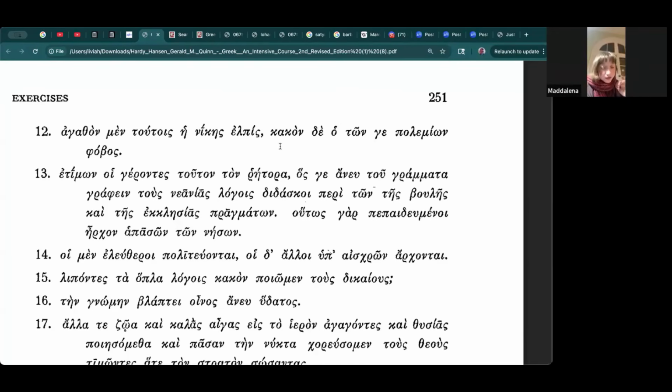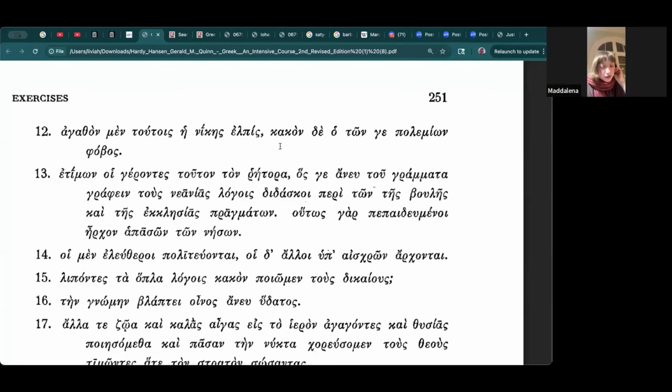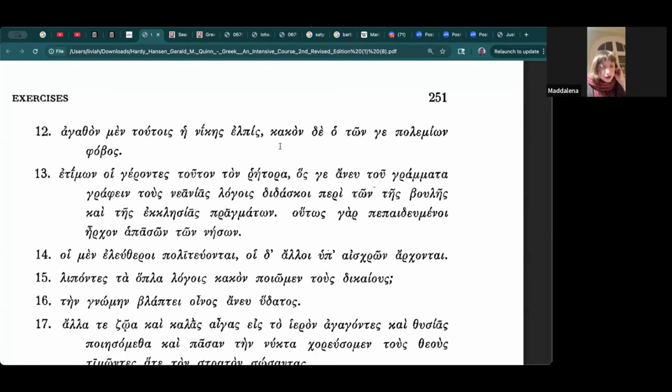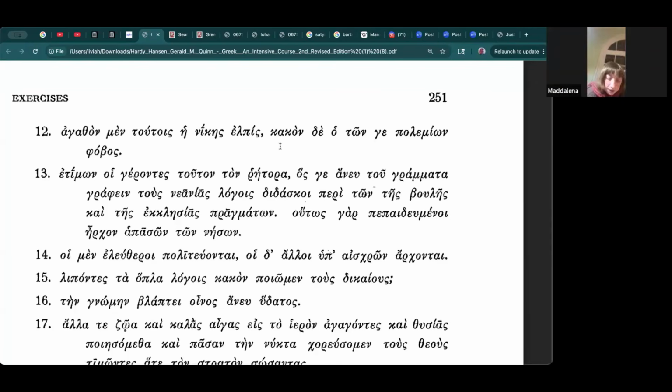You can say the fear of war, but it's plural. Just notice that it's plural. So the fear of wars is an evil thing. They're literally saying that there. That's why those are neuters. Agathon and kakon are neuters there, okay.